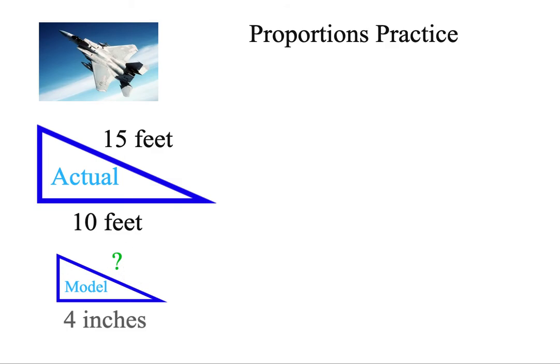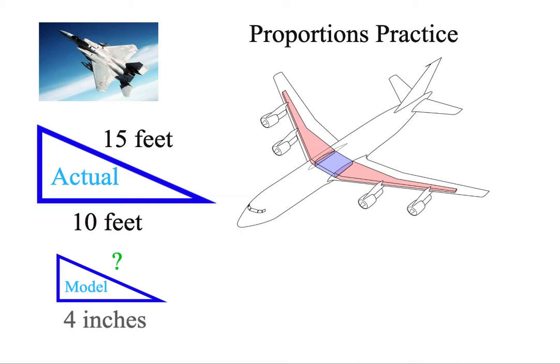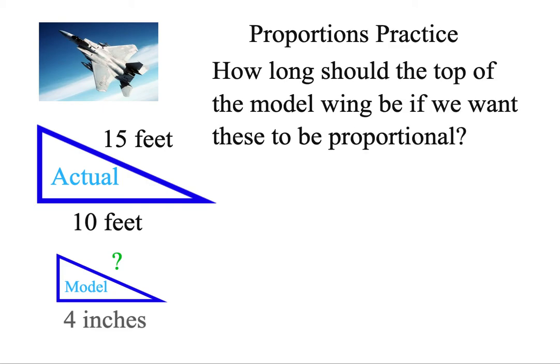Just as a side note, planes hold their fuel in the wings, and it apparently also helps with the lift during takeoff to help them. So anyway, how long should the top of the model wing be if you want these to be proportional? Feel free to pause and just try this one on your own.